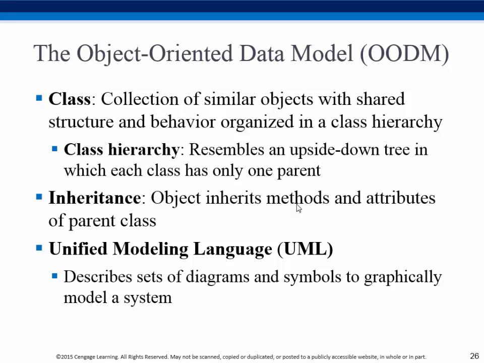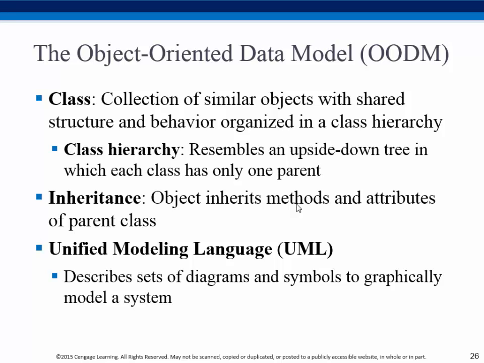A class's methods represent a real-world action such as finding a selected person's name, changing a person's name, or printing a person's address. In other words, methods are the equivalent of procedures in traditional programming languages. In OO terms, methods define an object's behavior. Classes are organized in a class hierarchy. The class hierarchy resembles an upside-down tree in which each class has only one parent.